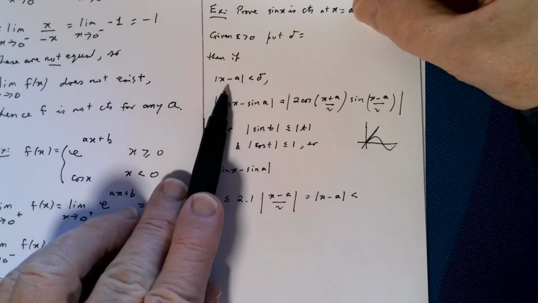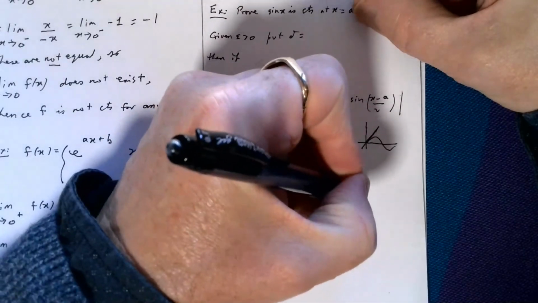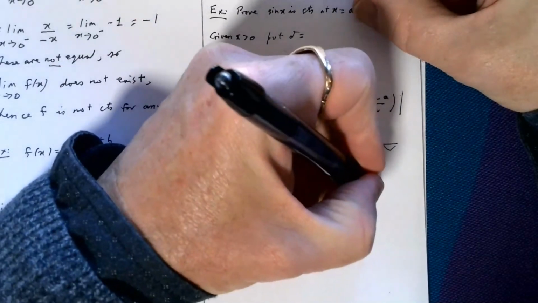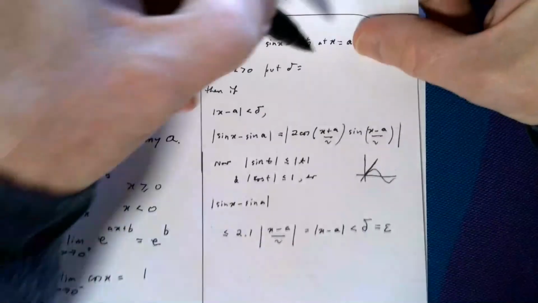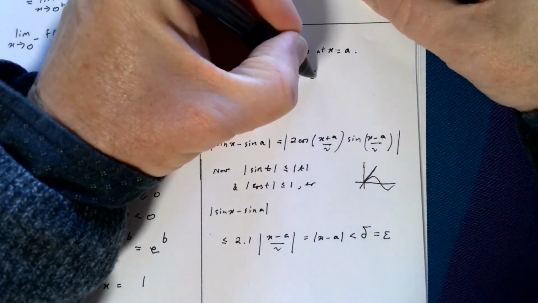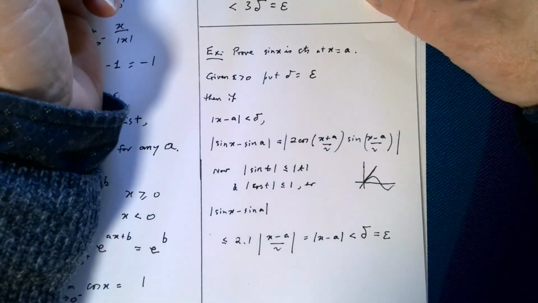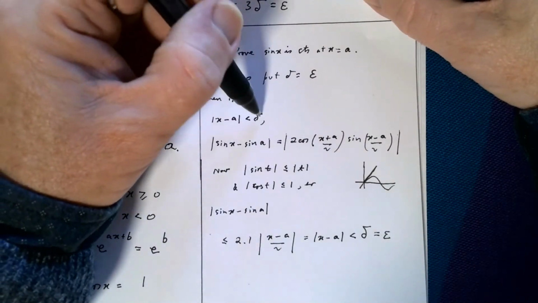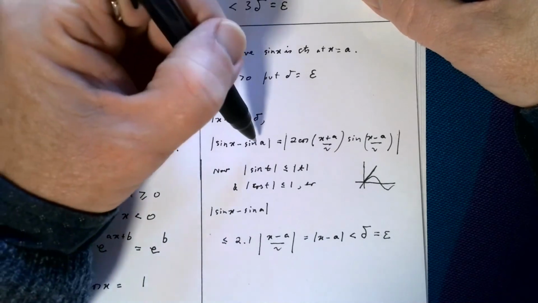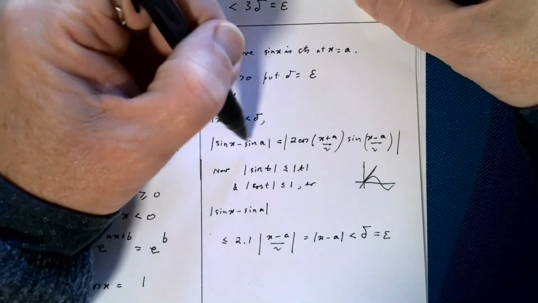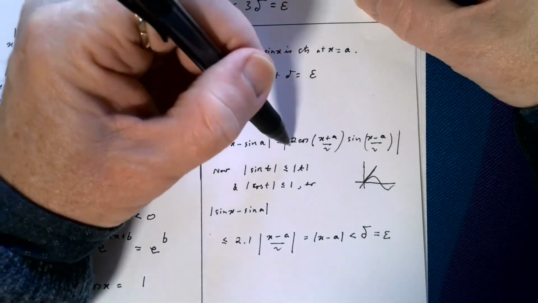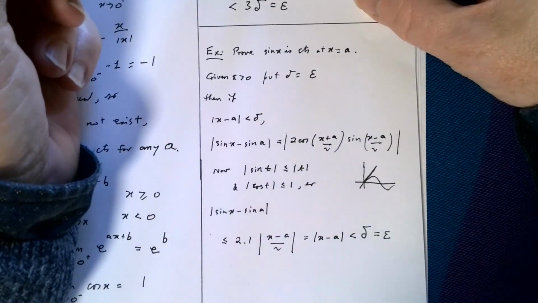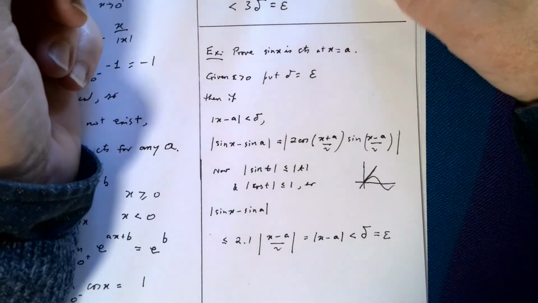And we were given up here that that was less than delta. I wanted the difference less than epsilon, so I put this equal to epsilon. And now I go back and fill in the gap. I just have delta equal to epsilon, and I've satisfied the definition. So if I take a point a that's within delta of x, then sine of x minus sine of a, tracing that through, is less than the width of the band, epsilon. And that means the sine is continuous.